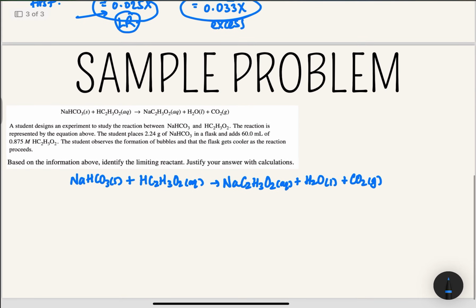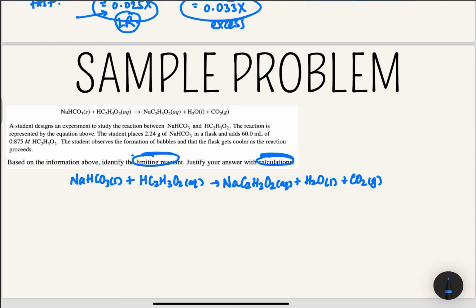Like I said, this comes from the 2016 AP Chemistry free response. It's posted on their website if you want to check out the rest of it. So I'm given this chemical equation, I rewrote it on the bottom, and I basically am being asked, based on the information above, to identify the limiting reactant, and then justify our answer using calculations.